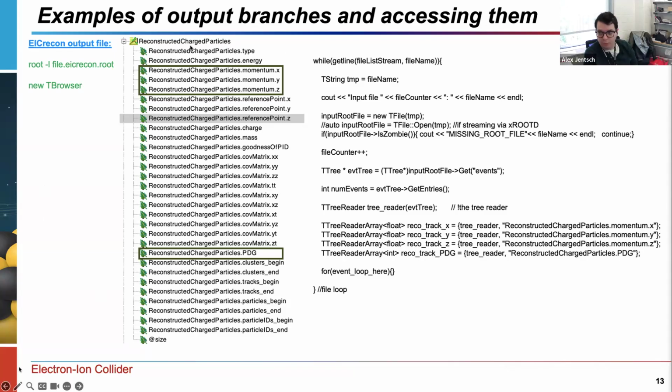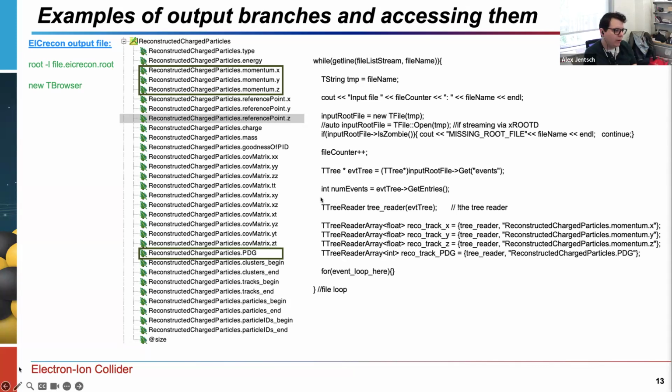This, of course, is for charged particles, but will not include photons and neutrons. There's reconstructed particles without the charged for a sum of everything. And then the idea here is that in this very simple code block, I normally put things on a long file list so I can read all the root files one by one.